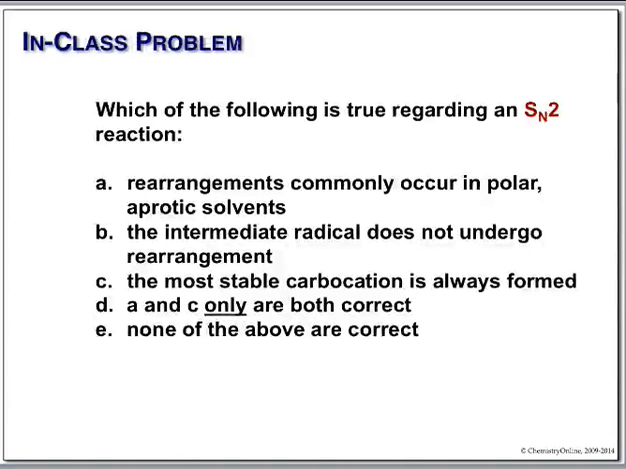All right, simple multiple choice. There is a page of multiple choice on your final. Which of the following is true regarding SN2? Rearrangements commonly occur. No, that's not true at all. It's a concerted reaction, no intermediate. Intermediate radical, didn't I just say no intermediate? Most stable carbocation, that would be an intermediate. None of these are true regarding an SN2. It's concerted, no intermediate.